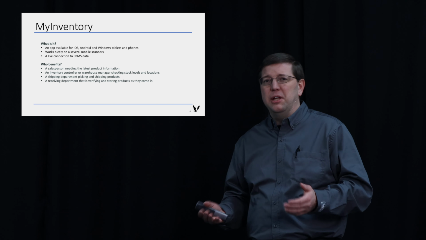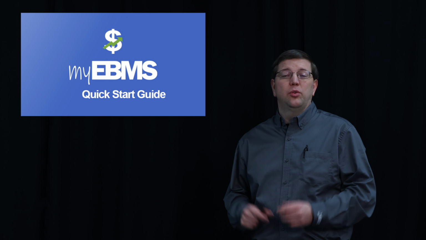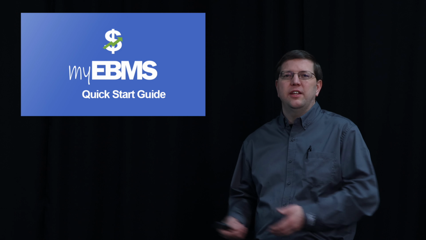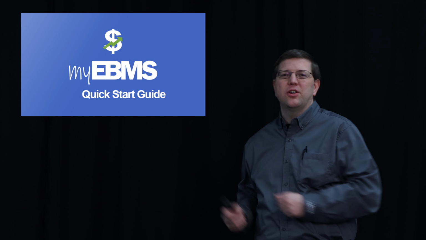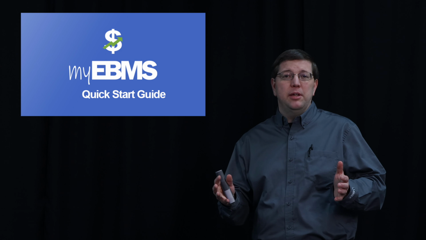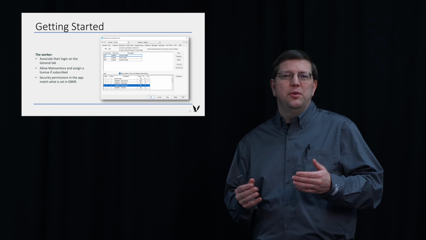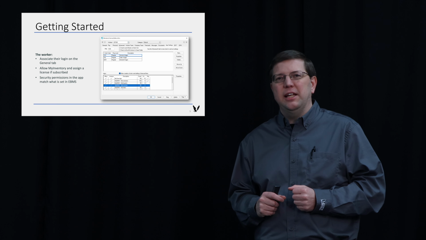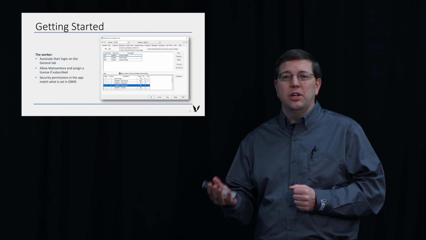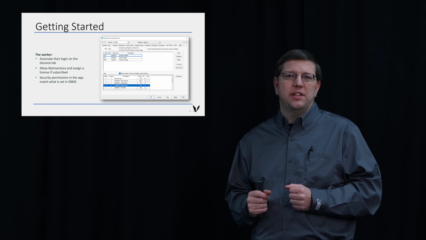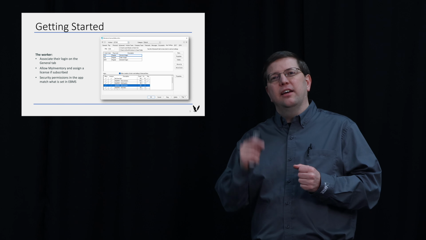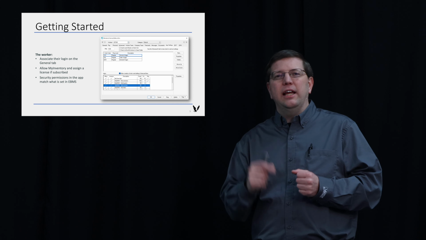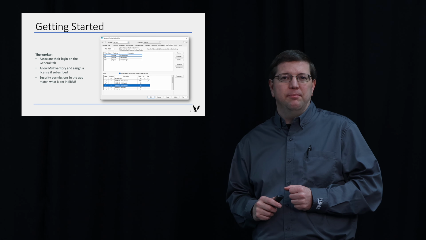And there's many more. So we'll assume that you have watched the MyEBMS Quick Start Guide, and you have MyEBMS up and running. Now all you need to do is provide your workers with access to the MyInventory app. Go to their Worker Record App Settings tab and select and allow the MyInventory app for them.